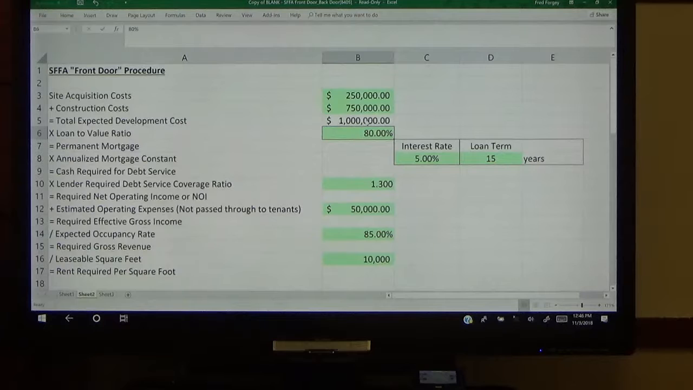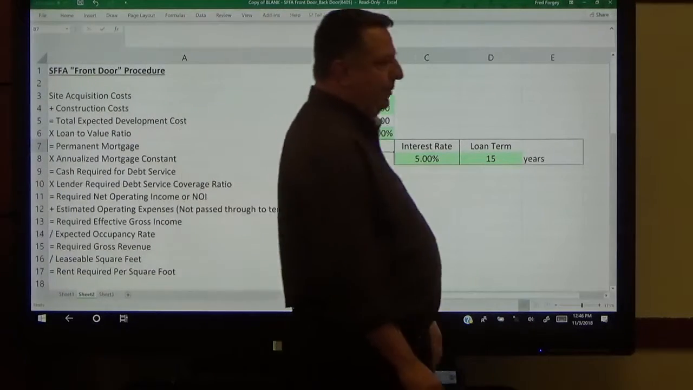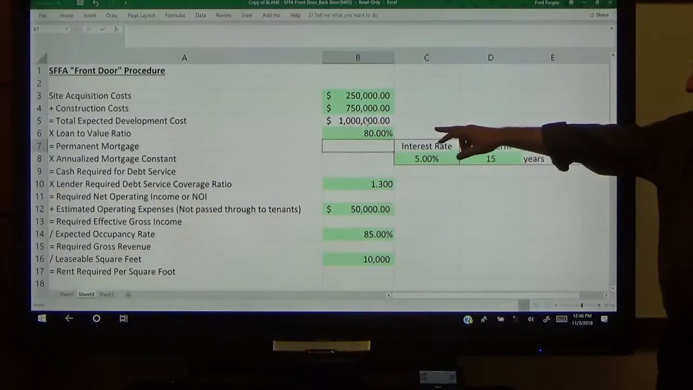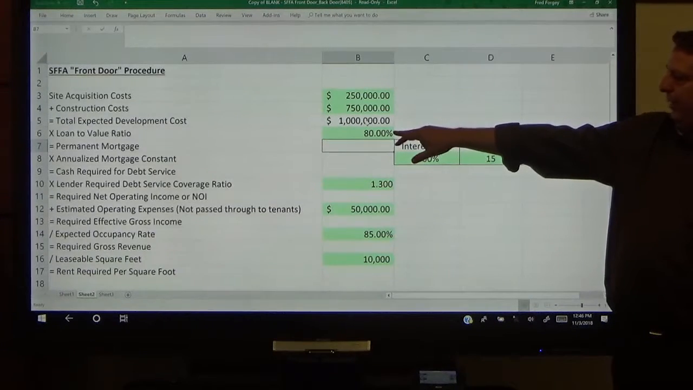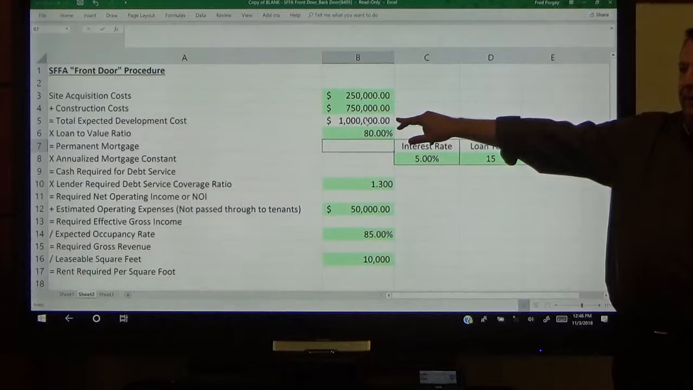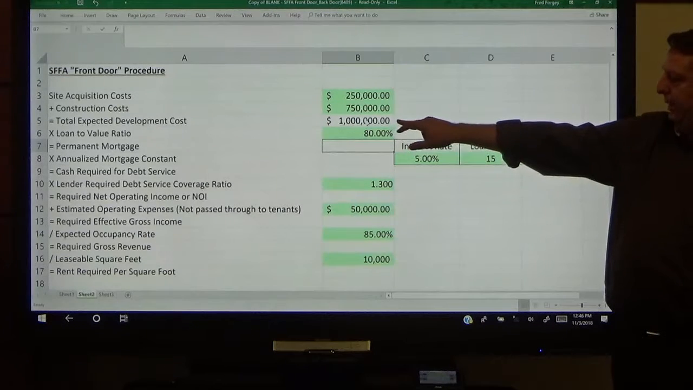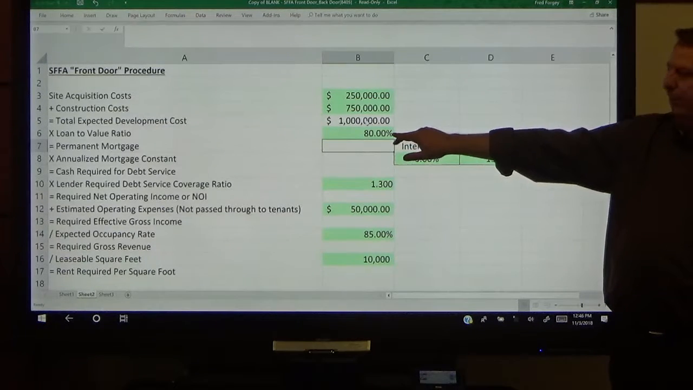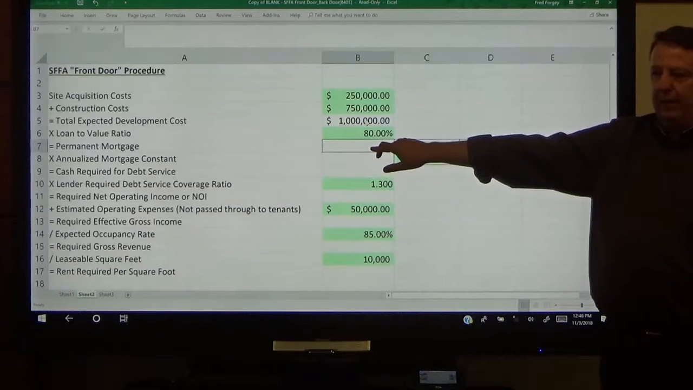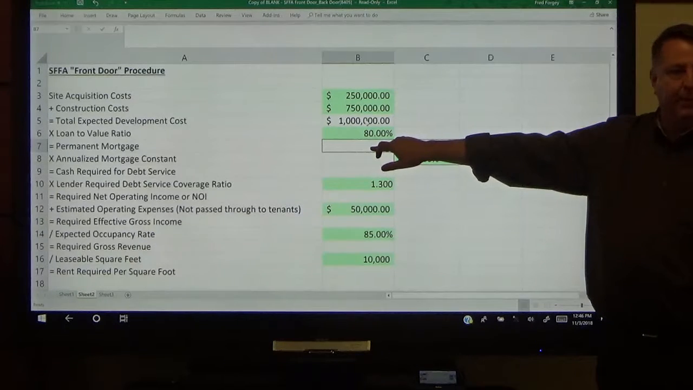If I'm moving too slow, you're more than welcome to go as fast as you can and finish it up. The next one we need to fill in is what our permanent mortgage is going to be. Our permanent mortgage is based on an 80% loan to value ratio off of the $1 million. So all you're going to do is take that $1 million and multiply it by 80%. You should get $800,000 as your loan amount. Everybody good with that?